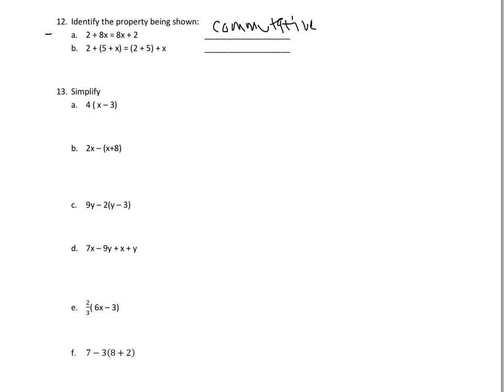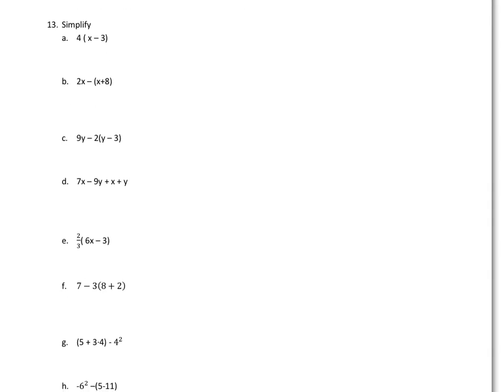On the second one, we have 2 plus, in parentheses, 5 plus x. On the other side, we have 2 plus 5 in parentheses plus x. Now notice, has the order changed? 2, 5, then x; 2, then 5, then x. The order has not changed, but the way we grouped it has changed. Here we group the second two terms, here we group the first two terms. That's associative. That's a C. Okay, so those are the properties that we have named right here.